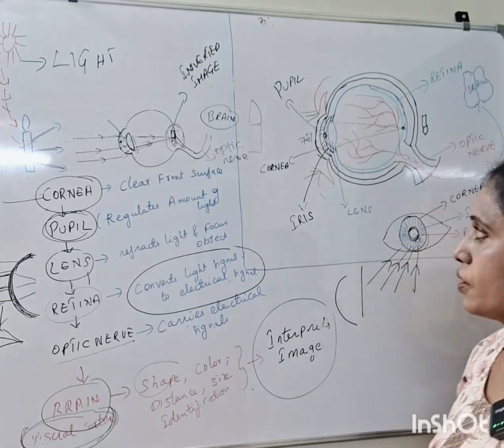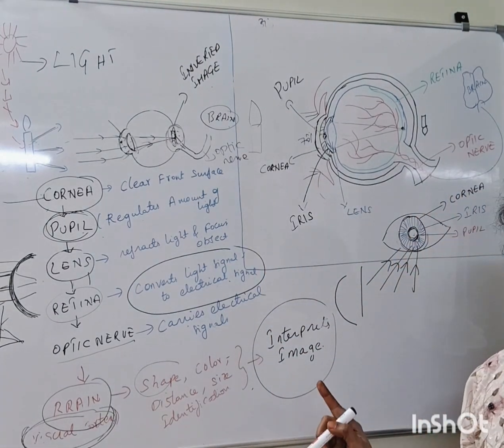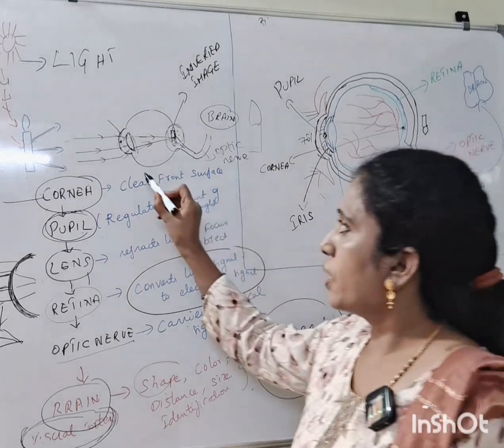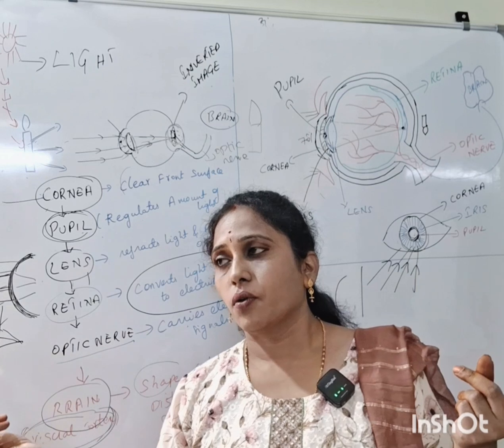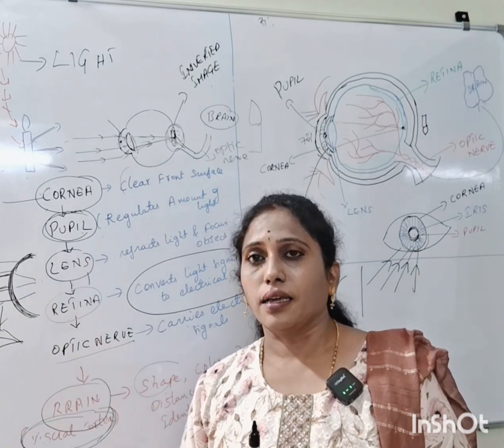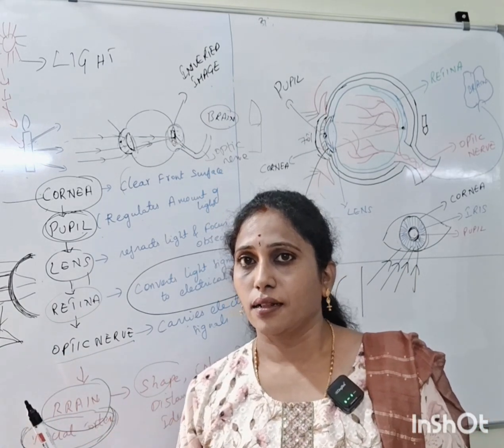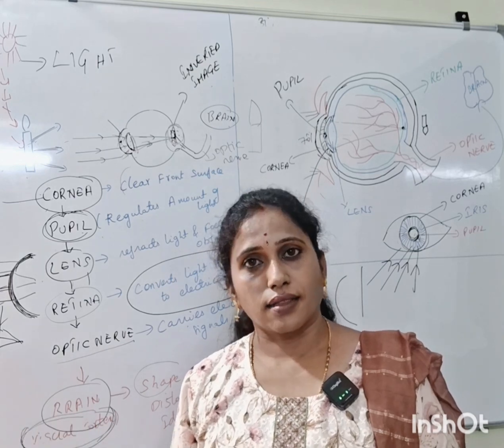Okay. So does this happen only in one eye? No, it happens in both eyes. But why do we see a single image? If we are seeing with both eyes, why do we see a single image? Why will the image be single? That thing we'll discuss in the next class.